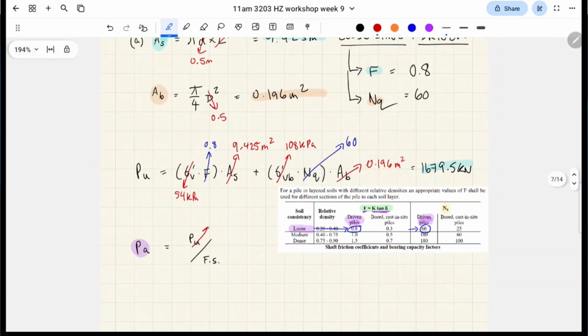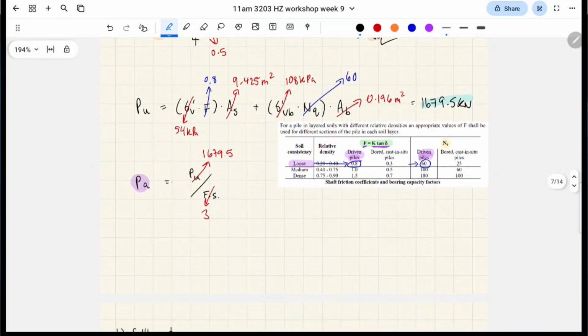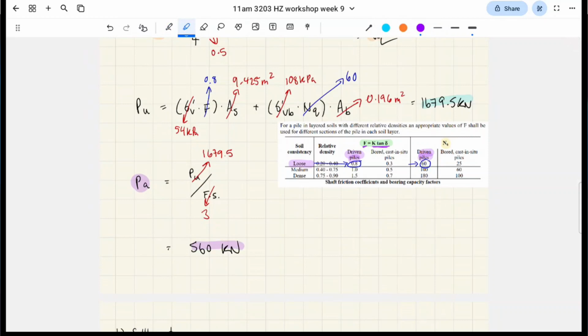What we do is plug that in for our allowable capacity, because remember, our allowable capacity is just our ultimate capacity divided by some sort of factor of safety. We were given that the factor of safety in the question was 3, okay? So that gives us 560 kilonewtons, and that's our final answer for the capacity component. Now we're going to calculate the settlement. Does anyone have any questions?